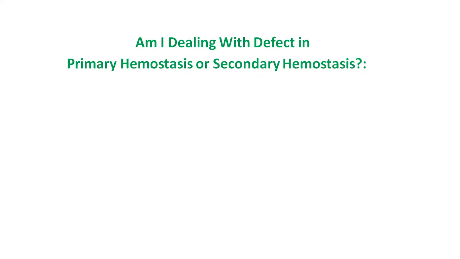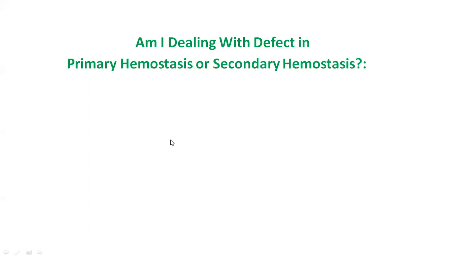I'm dealing with a problem of primary hemostasis or a problem of secondary hemostasis. The primary hemostasis is platelets and von Willebrand factor. Secondary hemostasis is clotting factors. So how to identify this on history and examination? Come on, it's a basic MBBS question. If you have a problem with platelets, what kind of bleeds will you get?